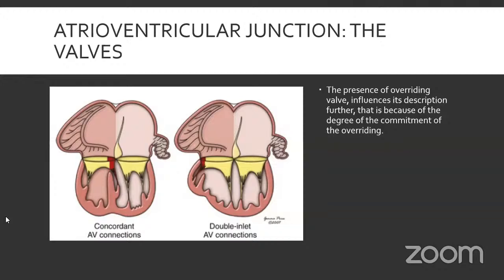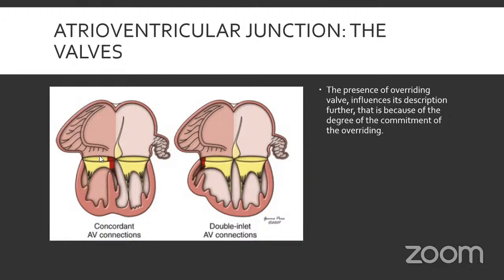One more thing that you need to know in cases of overriding: when there is a valve that overrides a septum, this creates a scenario where you need to further describe the valve because the presence of overriding influences its description. So if you have an override with a degree, for example, in this case, let's look at this left illustration. The right-sided valve is overriding the septum. However, the degree of override is less than 50%. Let's give it 25, for example. This makes this valve committed to these two chambers.